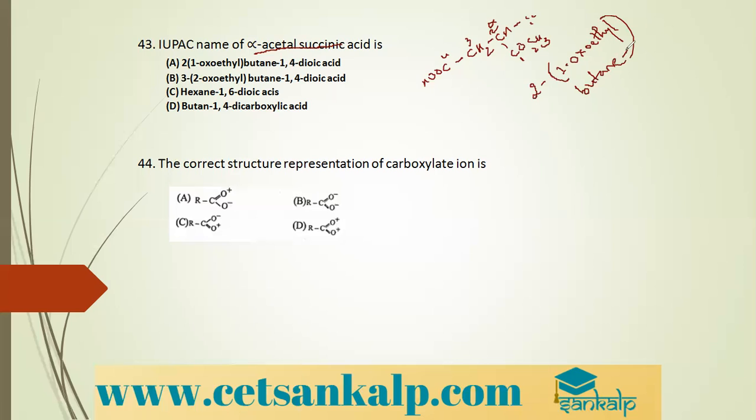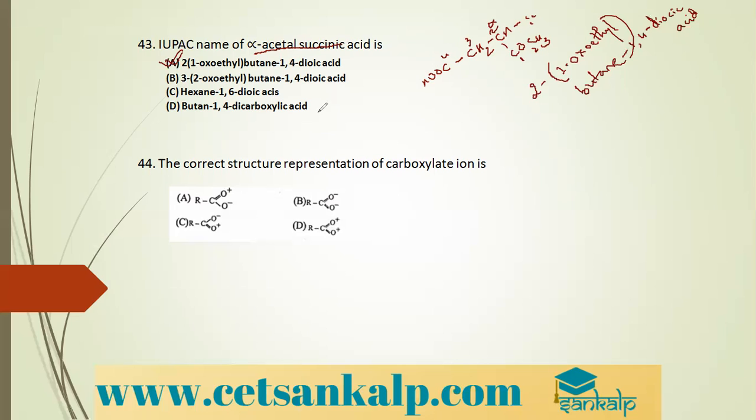So it is butane. And then there are 2 COOH groups at position 1 and position 4. Since it is 2, I write di, and since it is a COOH group, I write dioic acid. So it is 2-(1-oxoethyl)butane-1,4-dioic acid. This is the correct IUPAC nomenclature, and it is commonly called alpha acetyl succinic acid.